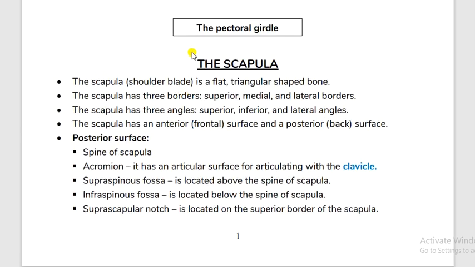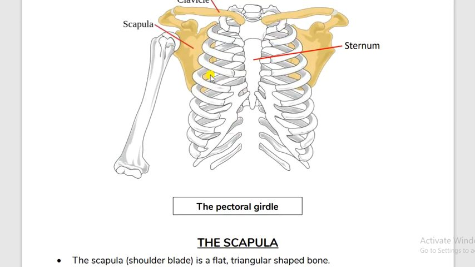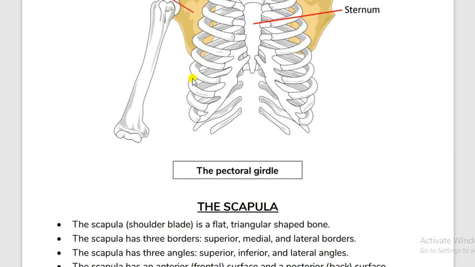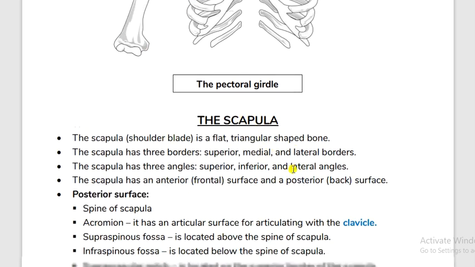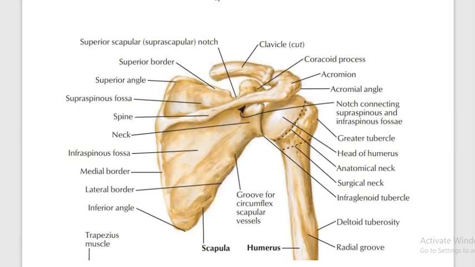The scapula. The scapula, that is the shoulder blade, is a flat triangular shaped bone. You can see it here, triangular shaped. The scapula has three borders. It has superior, medial, and lateral borders. This is another diagram of the scapula here. It has the superior, the medial, and the lateral border here.